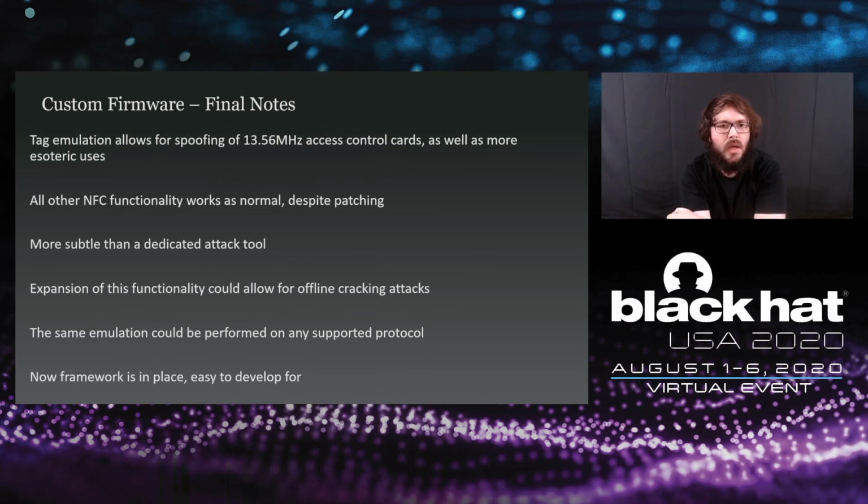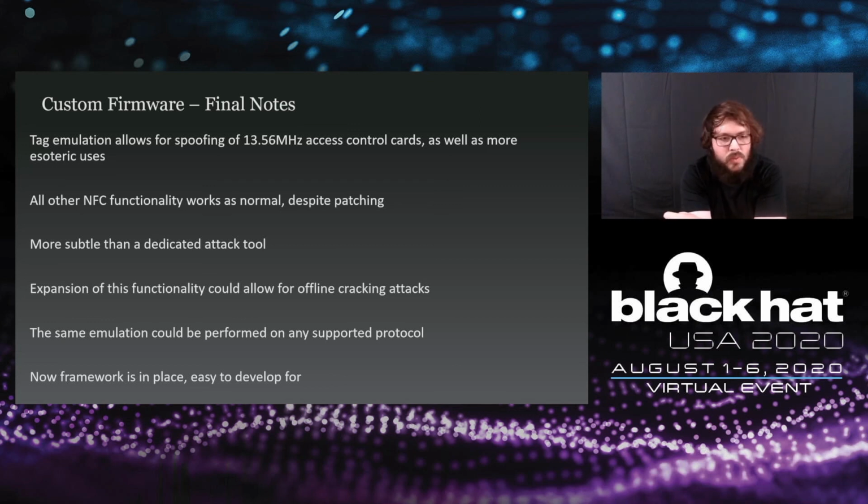Final notes on this are that with this you could spoof any 13.56 megahertz access control. While this didn't include 125 kilohertz access controls, which are still widely used, it was quite a lot of access you could now gain by modifying this setup. However, you also had more esoteric uses, for things like toys and games which use this functionality. Despite the fact that I'd patched the firmware, all other NFC functionality of the chip would work as normal, so if I set it back to act as a reader or any other kind of tag, it would work absolutely fine.